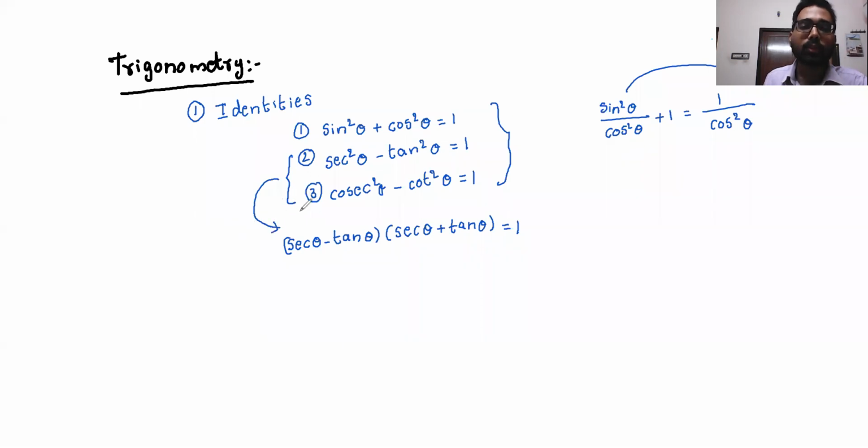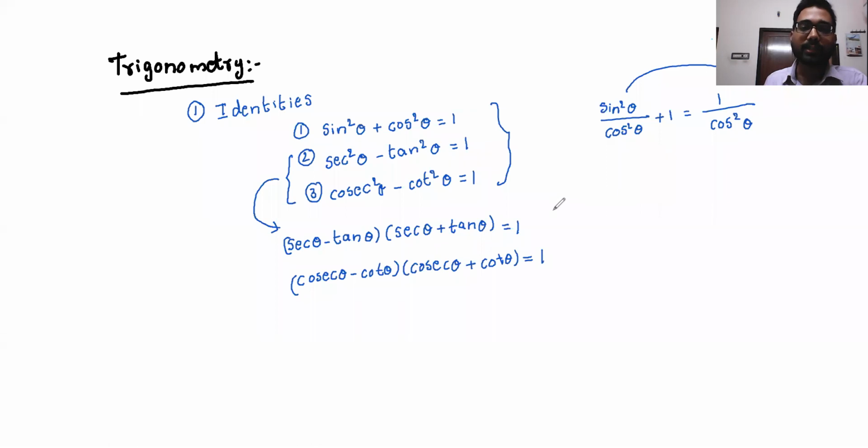And similarly, the third one we can write as cosecant theta minus cot theta into cosecant theta plus cot theta is equal to 1. So the last two identities are in a square minus b square form. We can write them as a minus b into a plus b. Here you see secant theta minus tan theta, secant theta plus tan theta.